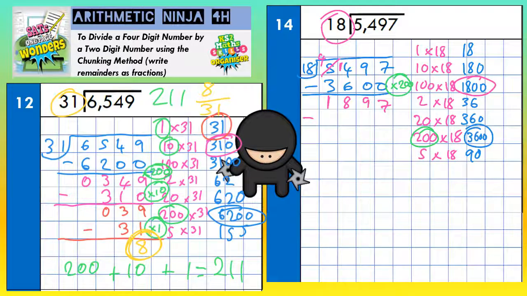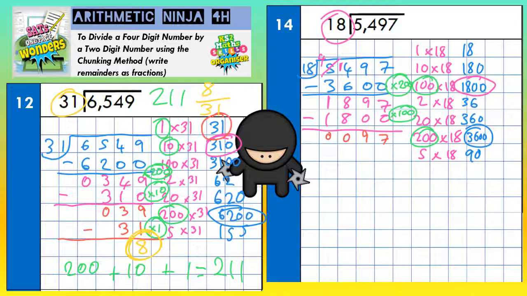So let's take away 1,800. Let's do exactly that. 1,800 is a chunk of 100 18s. So we need to pop a little times 100 at the side. And let's work out what we've got next. So 7 take away nothing is 7, 9 take away nothing is 9, 8 take away 8 is 0, 1 take away 1 is 0. So we're down to just 97.